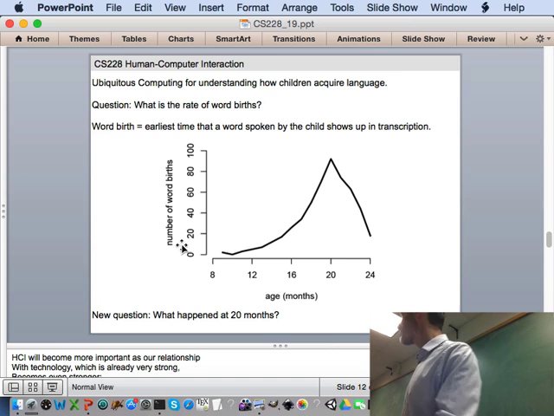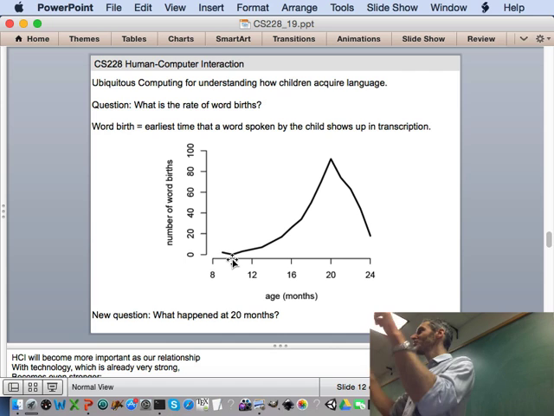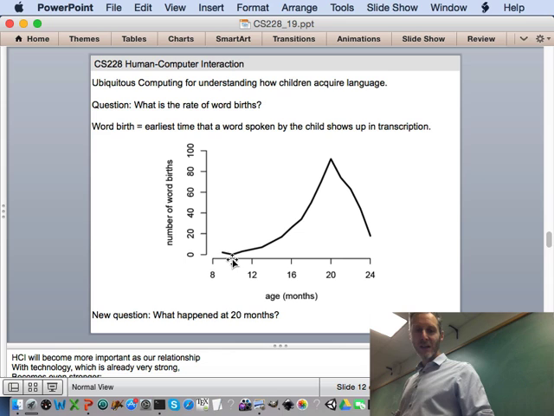Here's the first visualization from the data. On the horizontal axis here, we have the lifetime of the child from 9 months of age to 24 months of age. The vertical axis reports the number of word births, which means for any given month, how many words spoken by the child in that month were spoken for the first time, right? So maybe in month number 10 here, the child said water for the first time. We increase this counter of word births by one. Maybe they utter the word spaghetti for the first time. We increment it by one again.